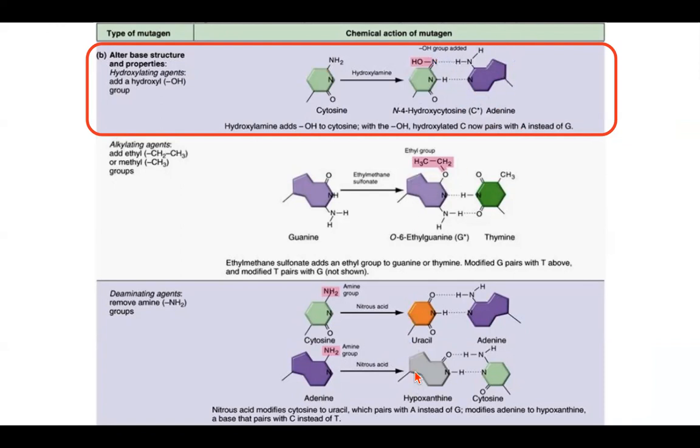Same with these other two. You can see that the pink is attached, and then that changes who they want to bond with. And so that's also going to cause trouble when you're replicating your DNA.